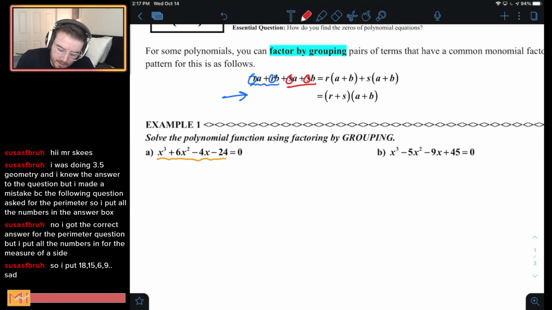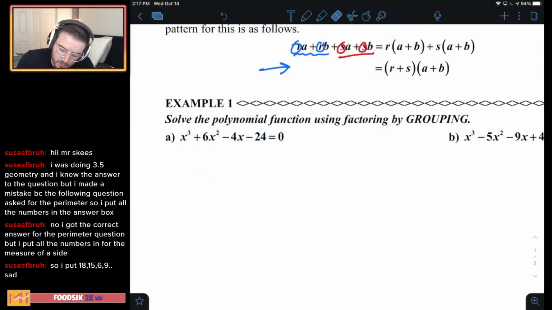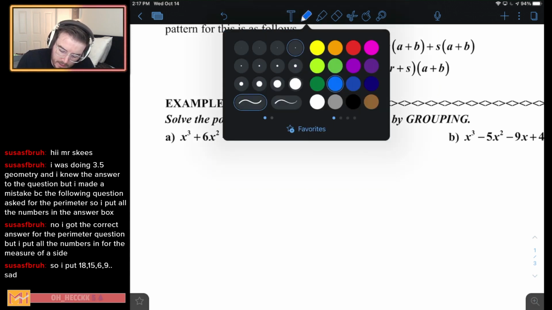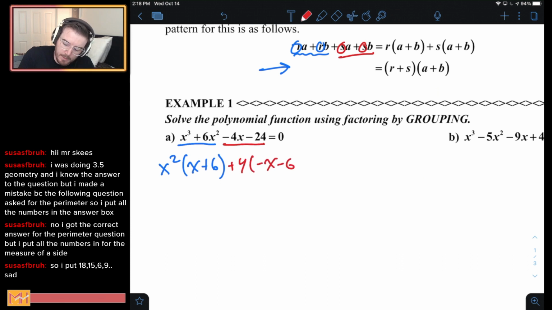Let's look for that. What do the first 2 terms have in common? What is their GCF? The GCF is x squared. When you take out x squared, you're left with x plus 6. Okay, and look at the next 2 terms. What do they have in common? A 4. So let's say I pull out a 4, I'm left with negative x minus 6.